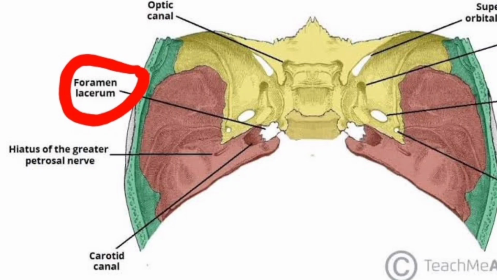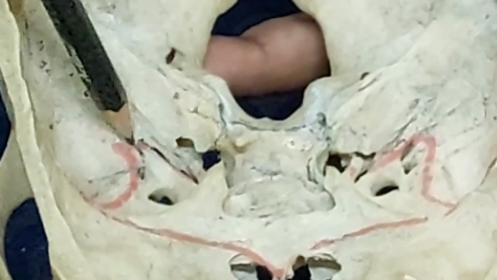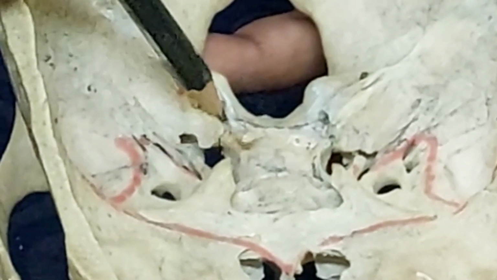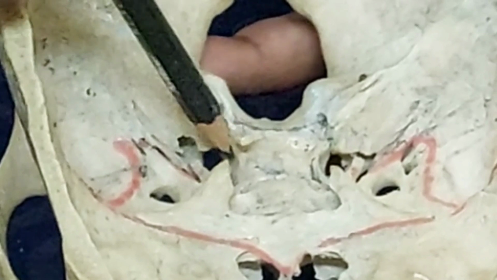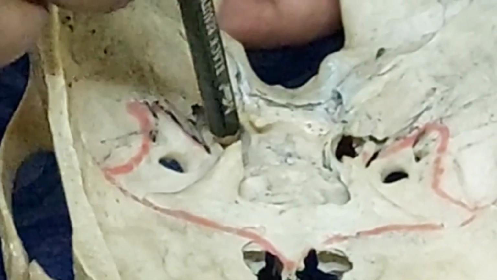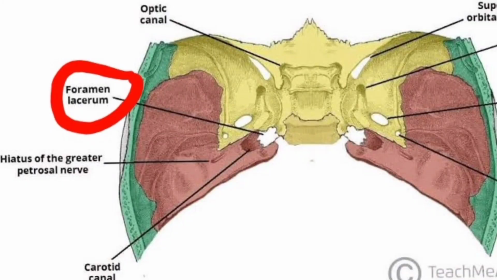It is a gap found between three bones, that is the petrous part of the temporal bone, the greater wing of the sphenoid bone, and here the occipital bone. So occipital, then temporal and sphenoid. These three bones, when articulated, form a foramen called foramen lacerum. And this foramen is covered in the lower part by fibrocartilage. And the structure passing over the foramen is the internal carotid artery.